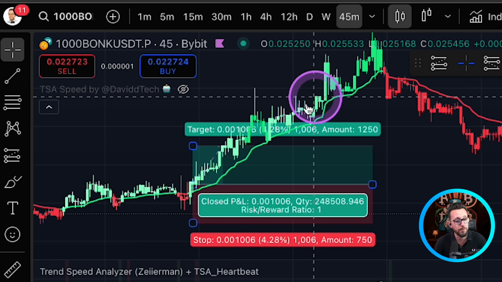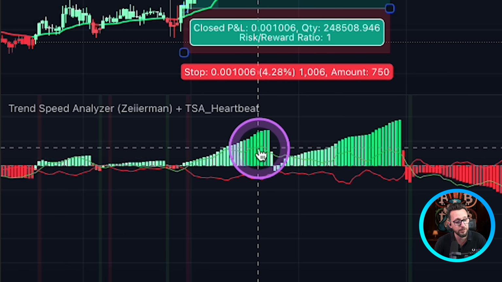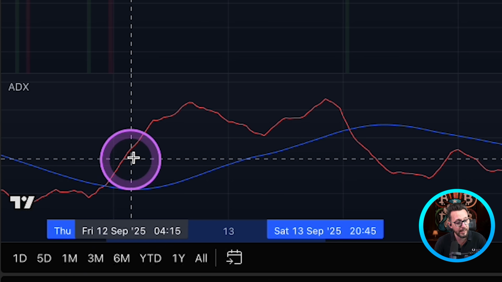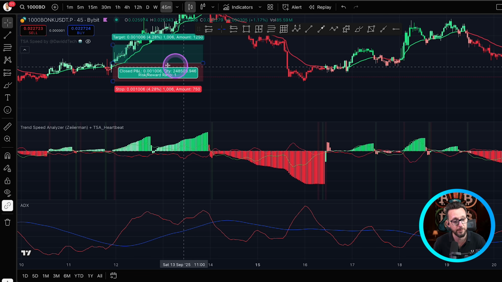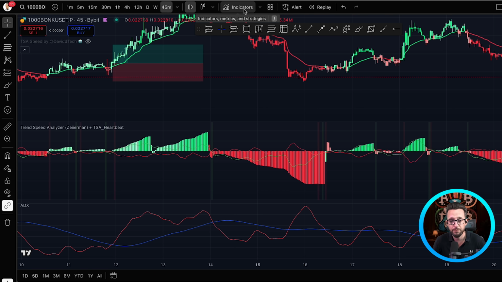As you can see, we are above the moving average. The histogram has gone green and the ADX has gone red over blue. Now obviously I am cherry picking this entry, but we will backtest using code straight afterwards.